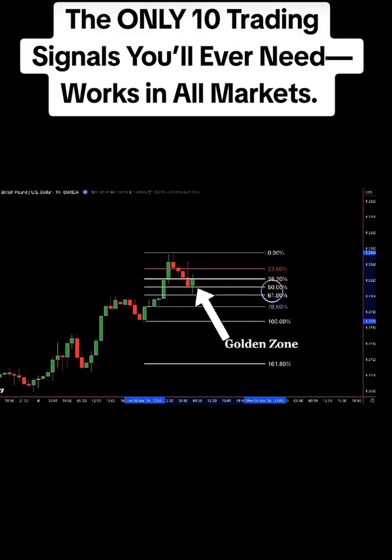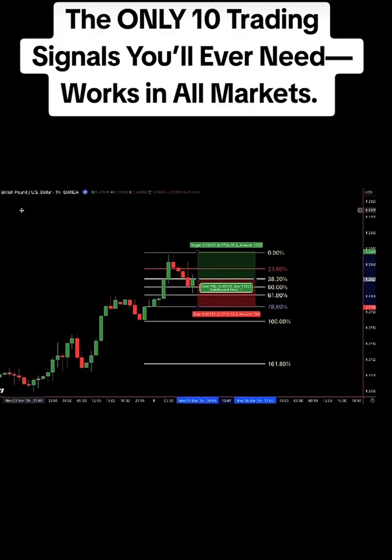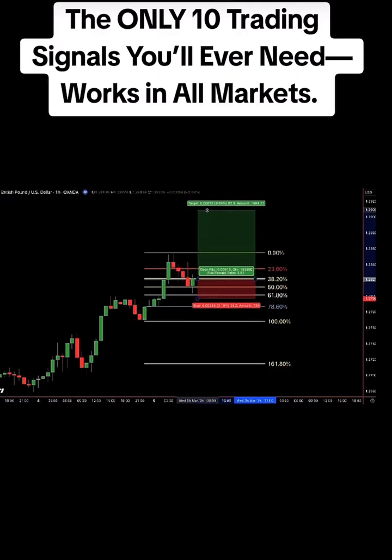But again, you don't just jump in when price touches the Fibonacci level. You wait for a bullish confirmation like a strong bullish candle. Once the signal forms, you place your entry at the confirmation, set your stop loss just below the 61.8% level, and target the next resistance or the previous high.